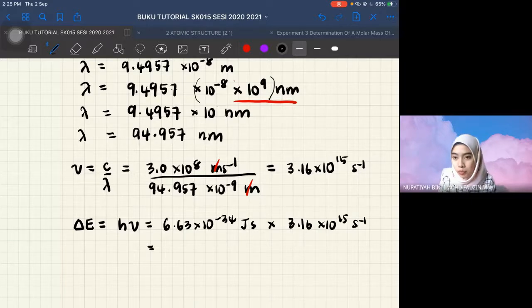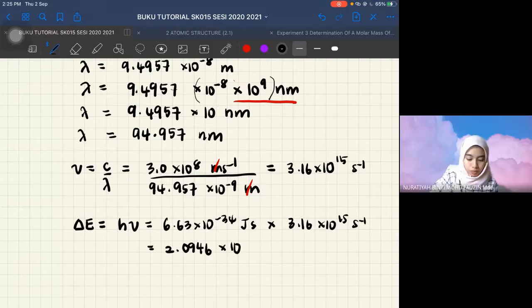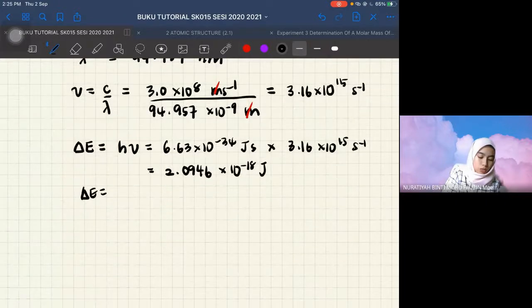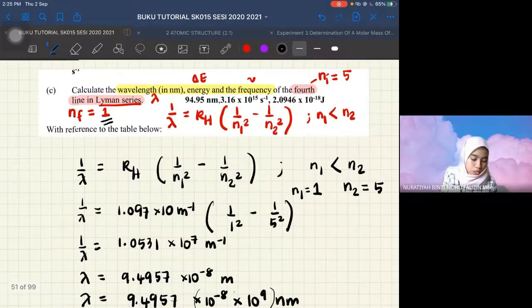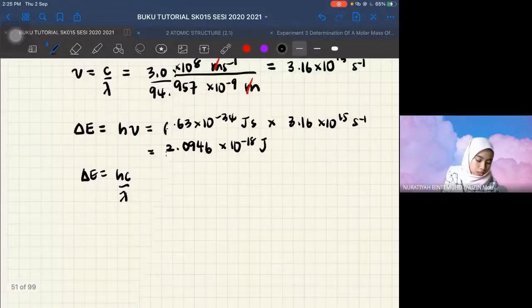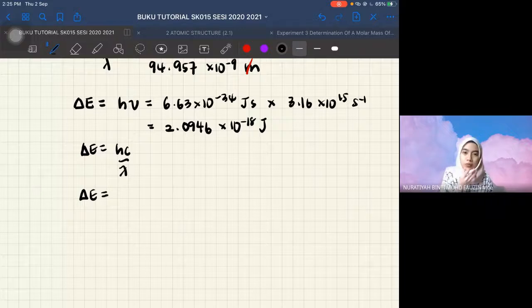How much did you get? 2.095 times 10 to the power of negative 18. Okay. You can also use delta E equals HC over lambda. If you use the other formula, what is the other formula for delta E? The Rydberg equation.